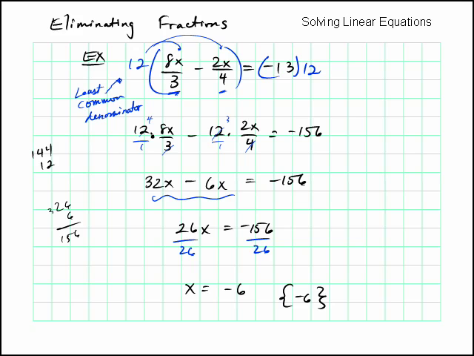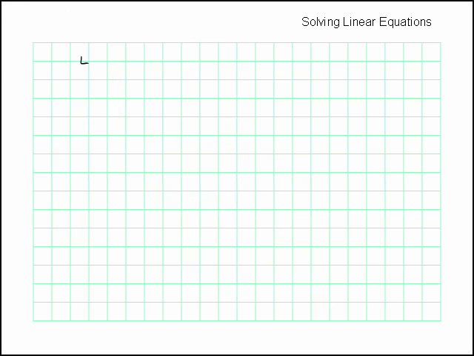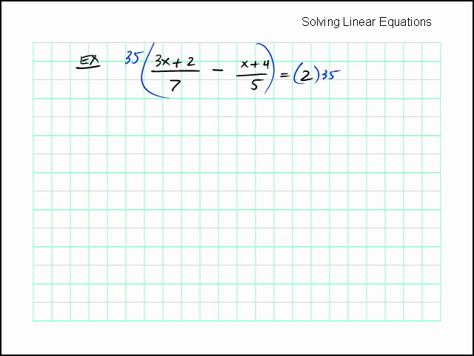Here's another one where we have to eliminate fractions. (3x plus 2)/7 minus (x plus 4)/5 equals 2. Our denominators are 7 and 5, so the least common denominator would be 35. As my first step to eliminate all the fractions, I'm going to multiply this side by 35 and this side by 35. Get it distributed in.